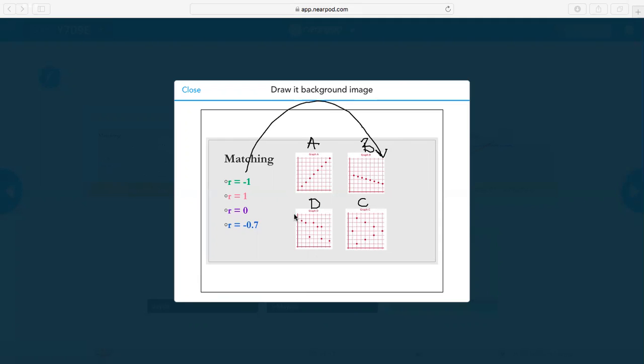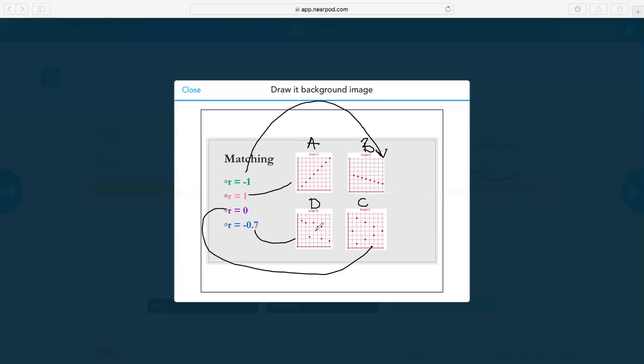Okay, Jaden, what do you think R equals 1 goes to? Absolutely. It's a perfectly straight positive line. Noah, what do you think R equals 0 goes to? Which graph? Absolutely, because C doesn't really have a pattern. It's going down, but it's also going up, and then there's some random dot right here. And then R equals negative 0.7, we'll go with D.